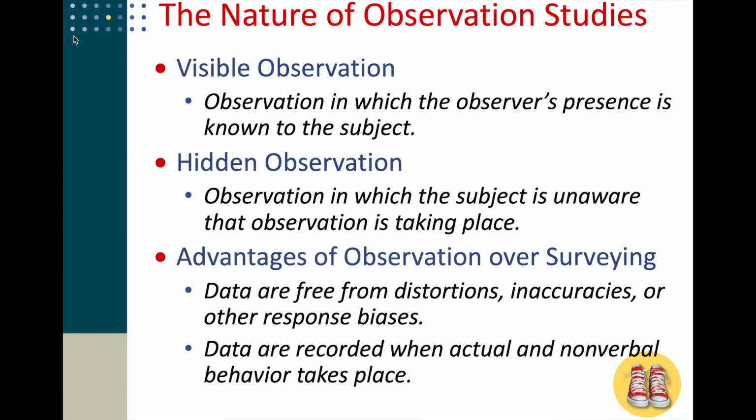Now, here are some terms that are fairly straightforward. Visible observation. This is an observation in which the observer's presence is known to the subject. For instance, the best example I can give you is when I had surgery, in recovery, people would come in and make sure I was okay. They would evaluate me, which is, I guess, a study. And from there, they were able to look and see my progress.